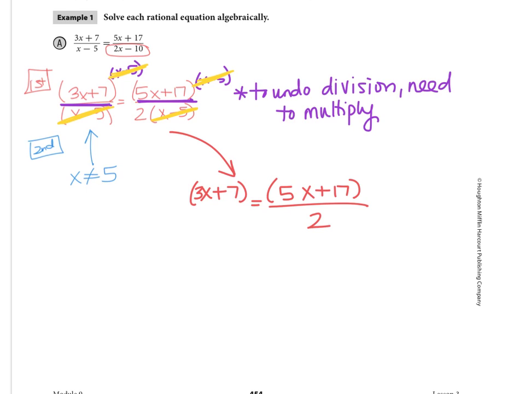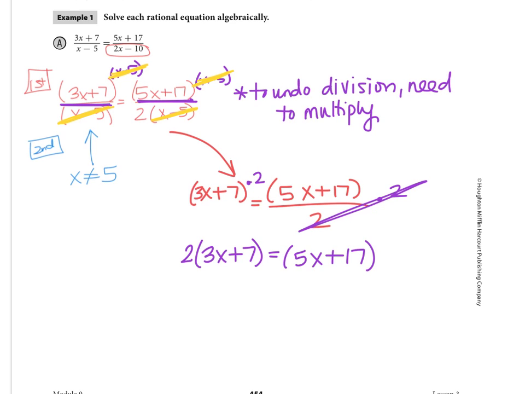Now I still have a denominator somewhere. I've still got a fraction, and that's obviously this divided by 2. So to undo that, I'm going to multiply everything by 2. Right here, they cancel to eliminate the fractions. And on this other side, I have 2 times 3x plus 7 equals 5x plus 17. All right, now I'm just in the business of solving. Notice that I multiplied to undo the division. And now you can put a note: now we're just going to solve. And this should be a lot easier. This is just regular, normal math.